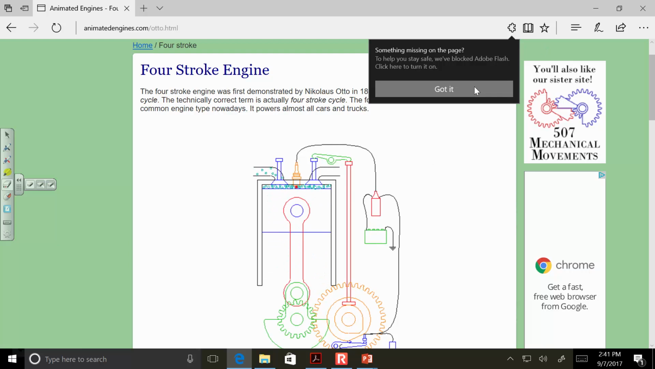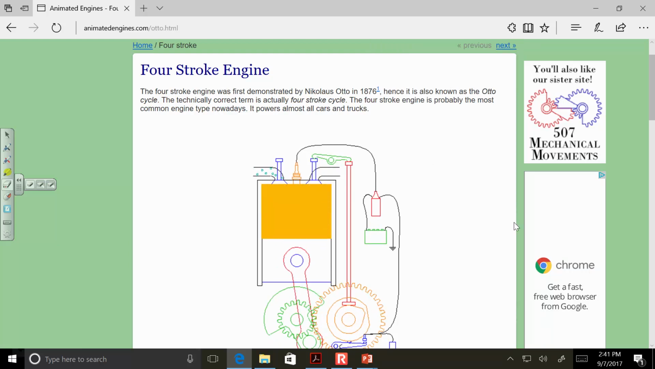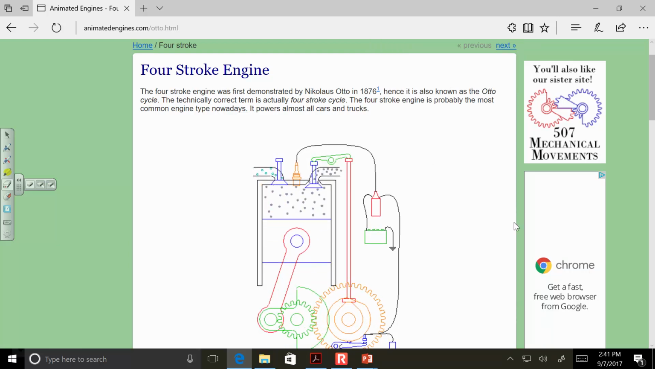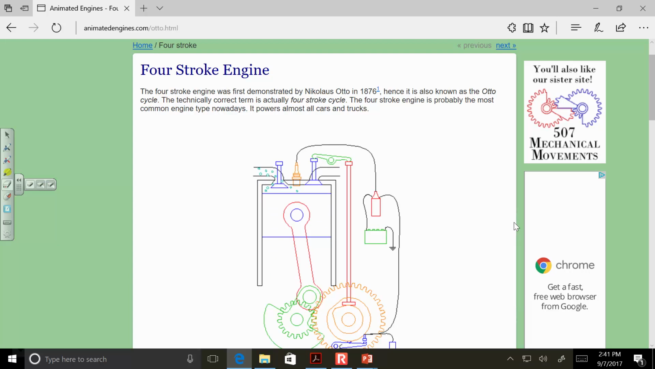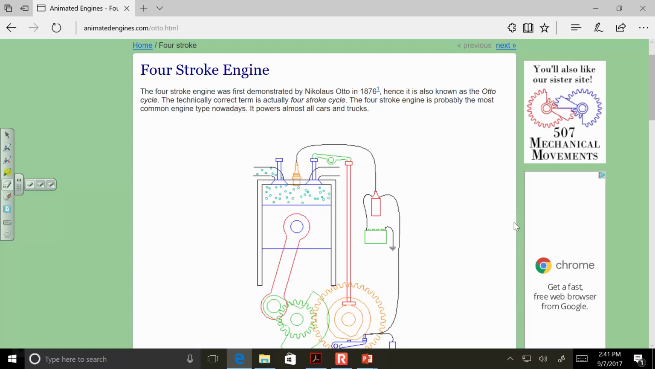So this was first developed by Nicholas Otto in 1876. It's known as the Otto cycle. And it's the one that we use as our Carnot cycle version for gas power cycles.